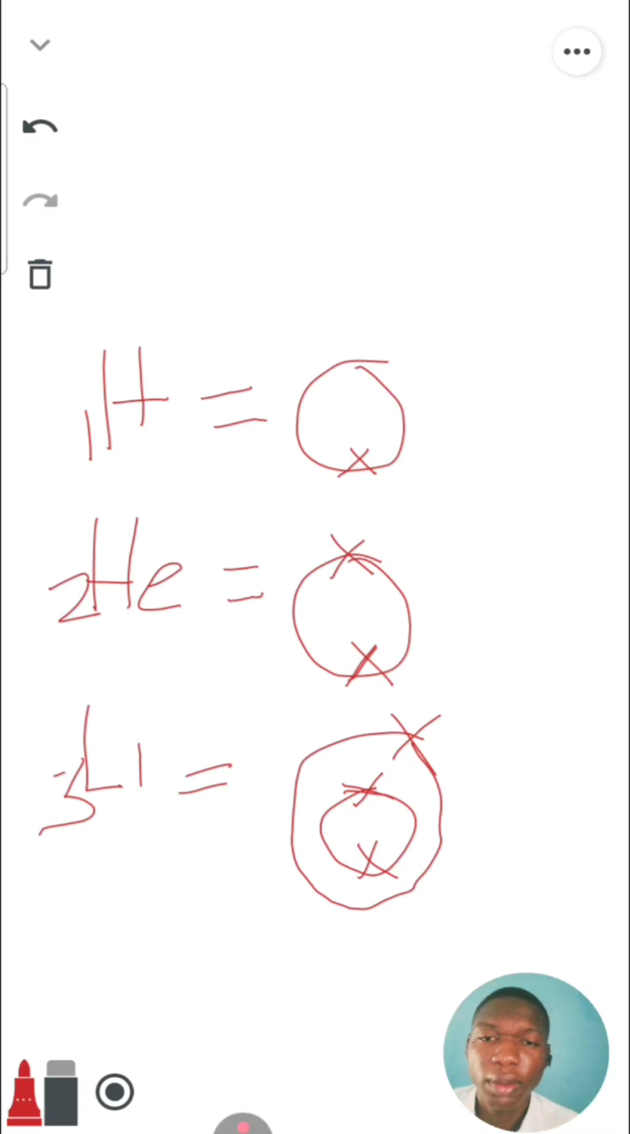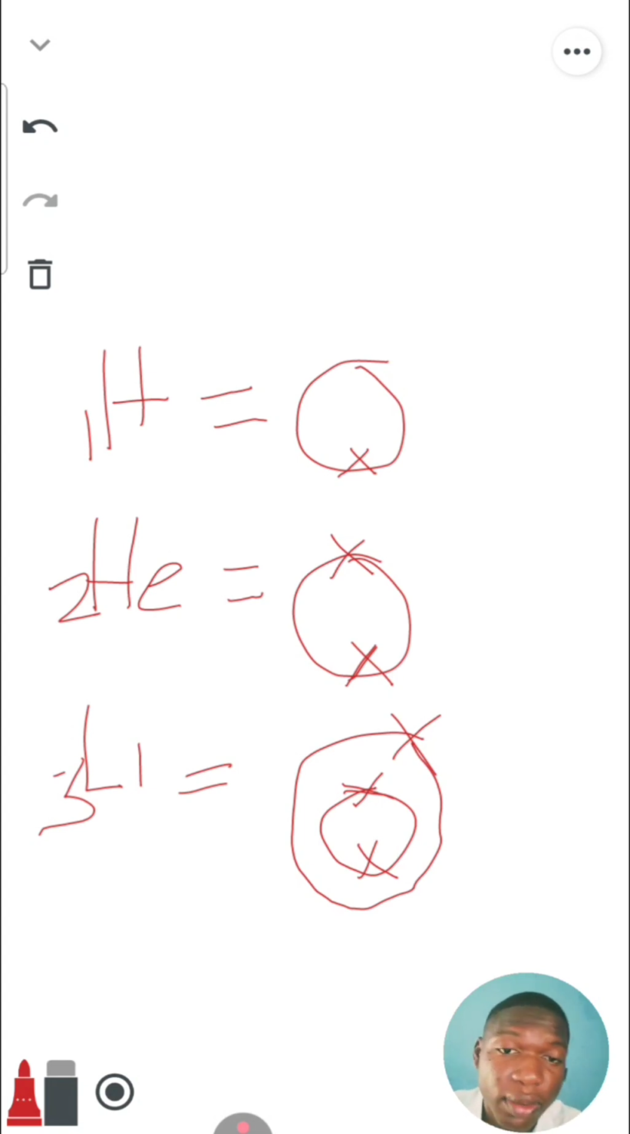So what do you notice? Don't mind the diagram, okay? It may not be as beautiful as you would have loved it, but that's not the point. The point is you getting the picture. So what do you notice for lithium? All right, the third electron moved to another shell. So the third electron had to occupy another shell. It was not on the first shell.